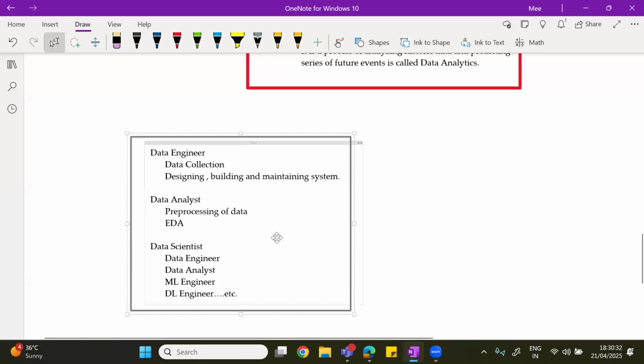Again, in reality, practically, if you look at it, these 2 roles are being performed by one person. These 2 roles, data collection or maintaining of the system, and analyzing all these things, are maintained by either a data analyst or a data engineer. Anything you can designate it.